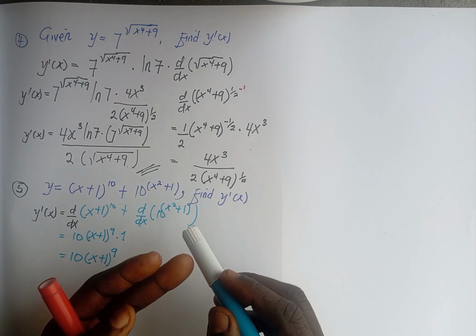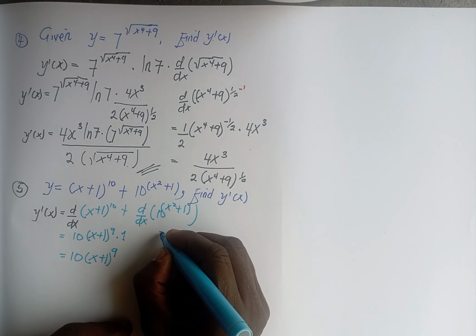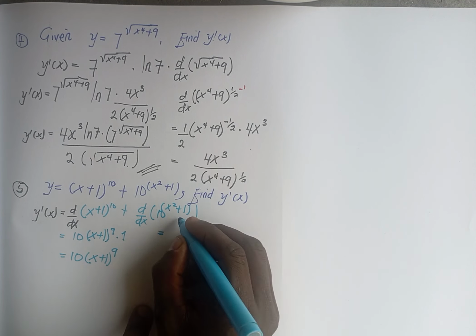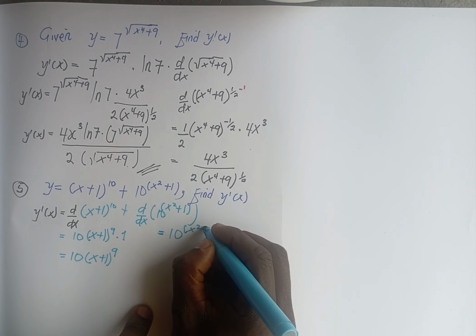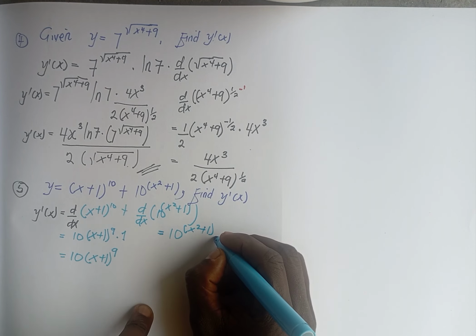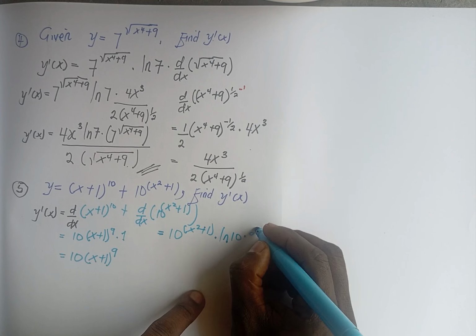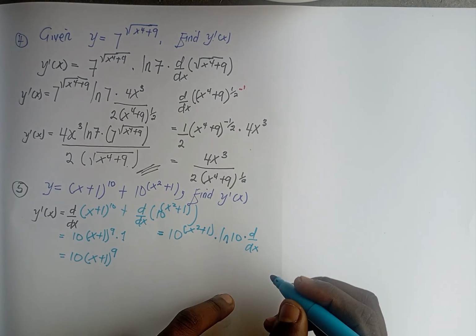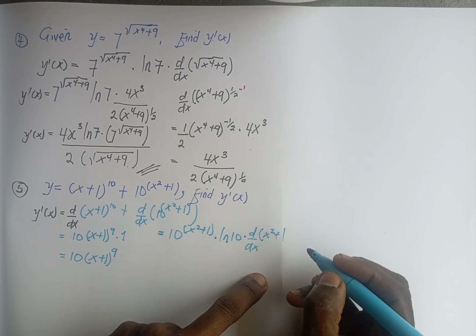Now let's move on to the derivative of this very part. Now this involves general exponential functions. We are just going to follow the steps. We repeat the function. So the function is what? 10 power x squared plus 1. Then we take the natural log of the base. The base is 10. Then multiplied by the derivative of the power or the exponent. So we know that the exponent is x squared plus 1. Very good.